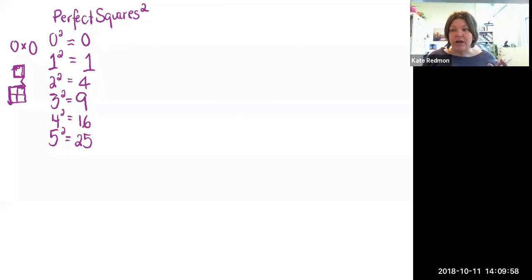But the perfect squares, if you were to only memorize 2 things in math, I would ask you to memorize the perfect squares and the 7 times tables. Just that. That would be it.